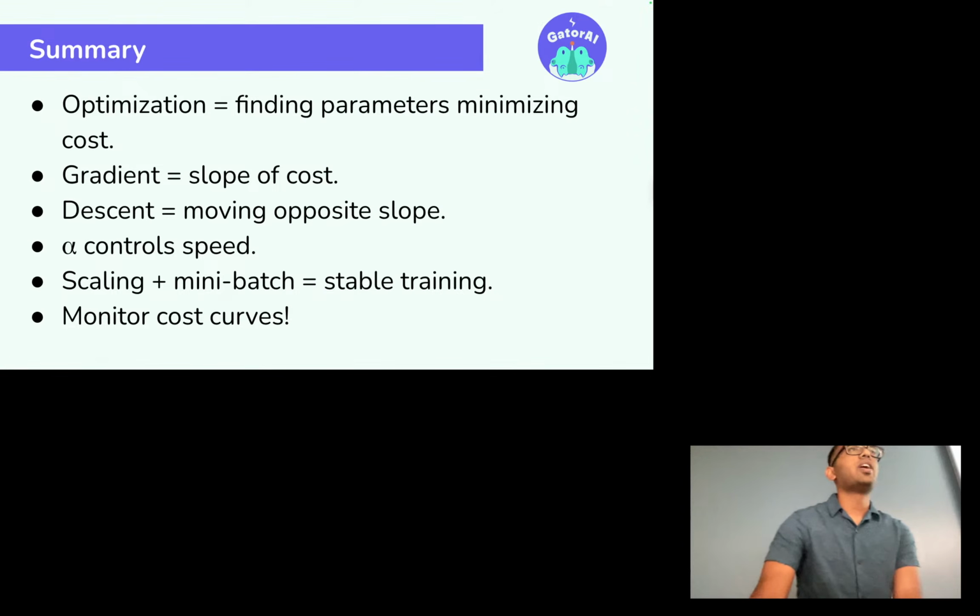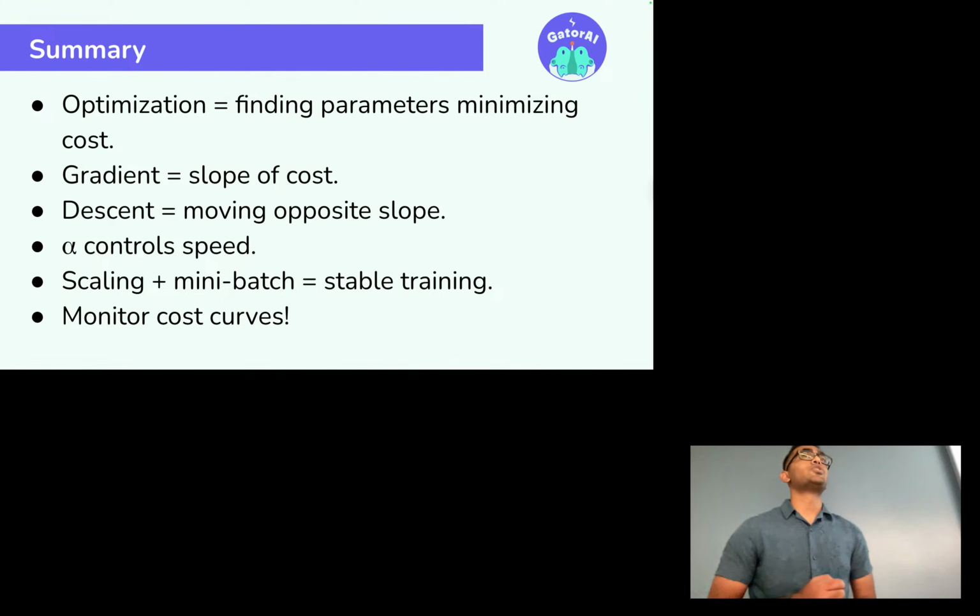All right, and here's a summary of what we've covered so far. We've covered optimization, which is finding the parameters for minimizing cost. We know that gradient is the slope for the cost. Descent is moving opposite to the slope.